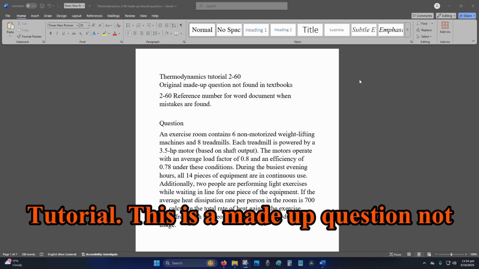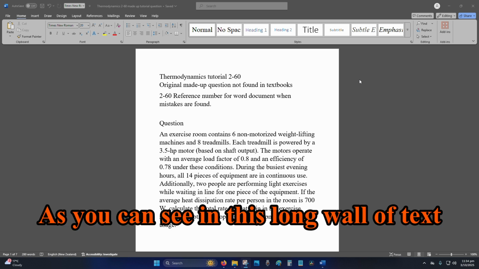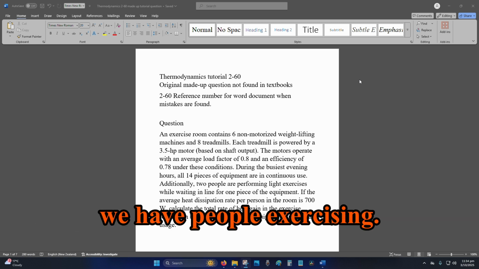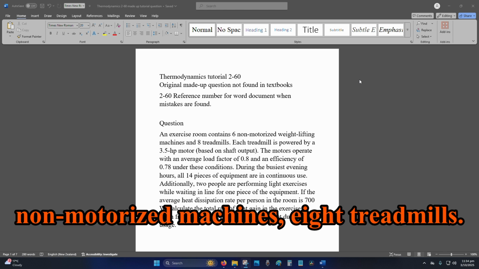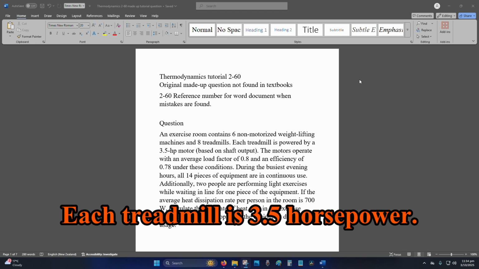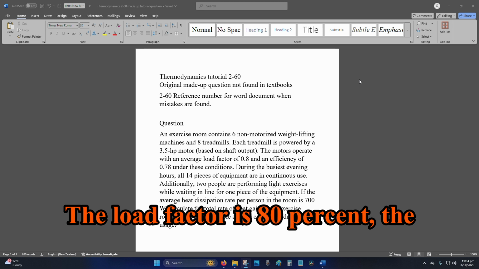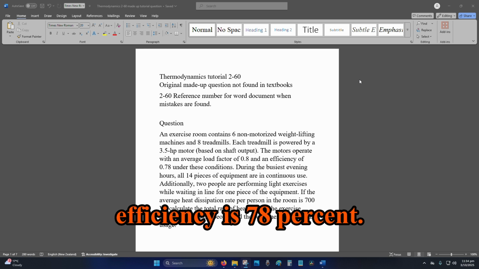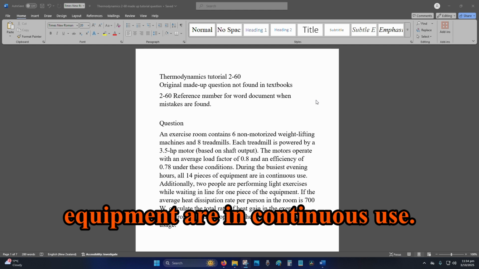This is a made-up question not found in your textbooks. As you can see in this long wall of text, we have people exercising. So we've got 6 non-motorized machines, 8 treadmills. Each treadmill is 3.5 horsepower. The load factor is 80%, the efficiency is 78%. All 14 pieces of equipment are in continuous use.